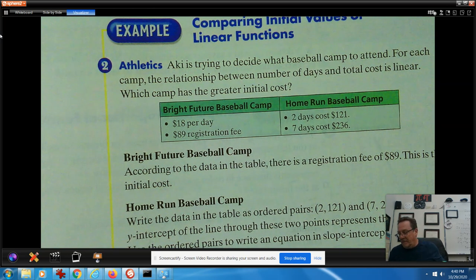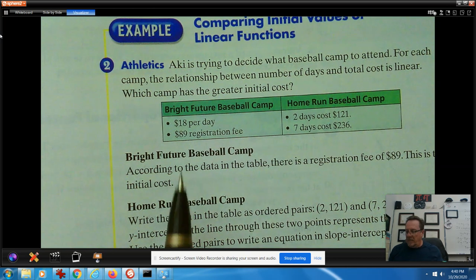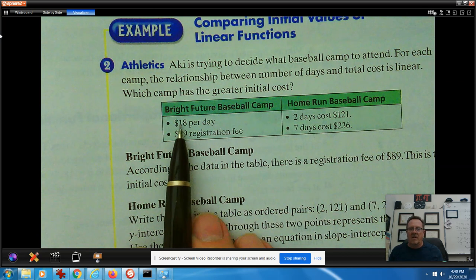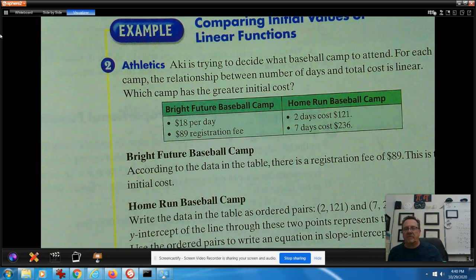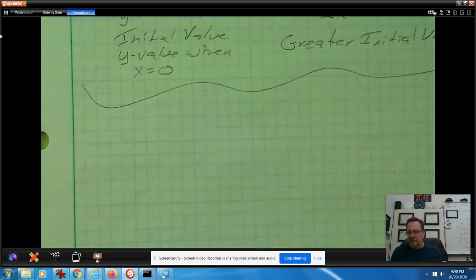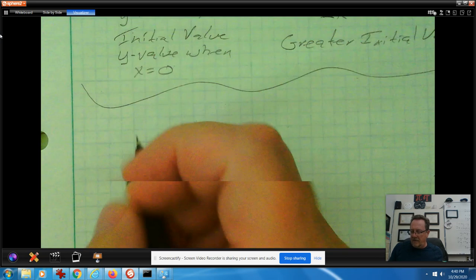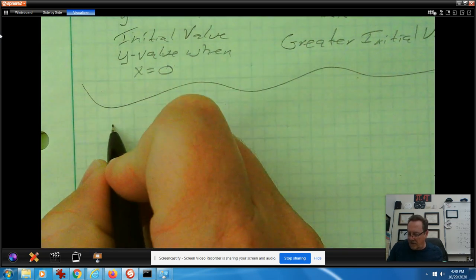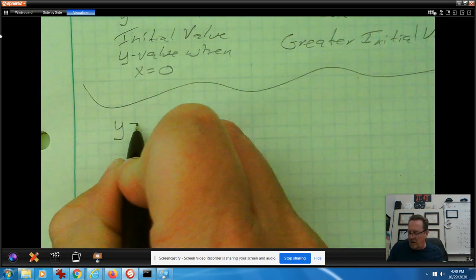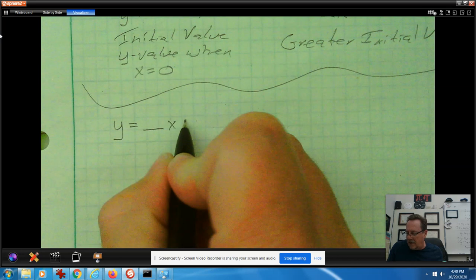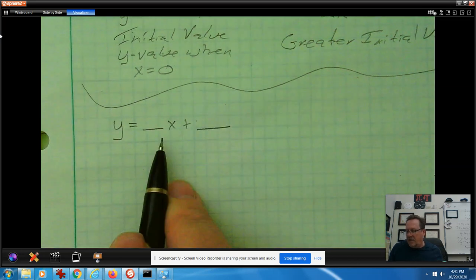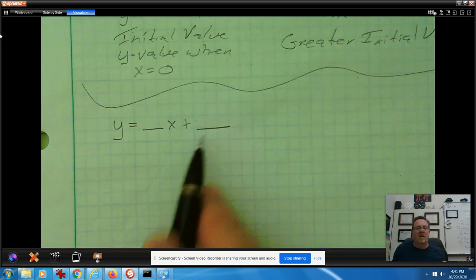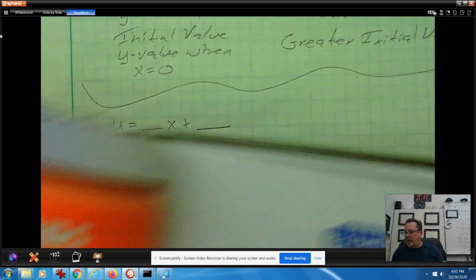Well, it should be pretty clear what the initial cost is here, right? But we can also write that down. I'm going to write it as an equation. y equals blank x plus blank. That's our slope. This is our initial cost. And I'm going to read the question again.